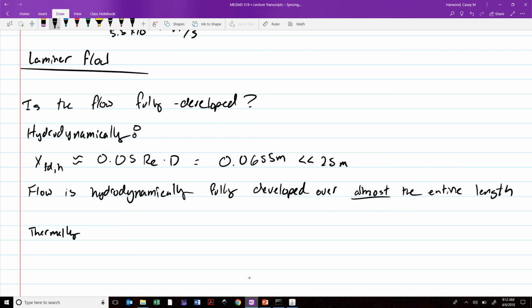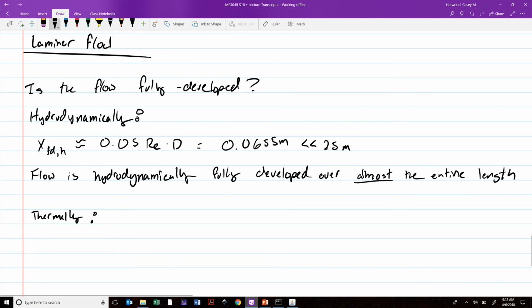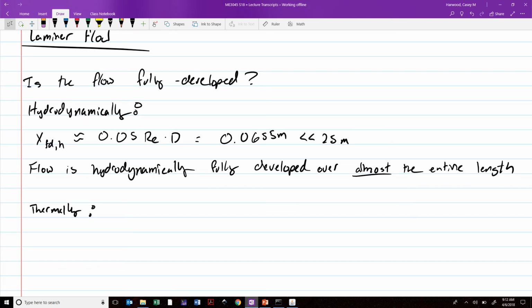What about thermally? I'll let you guys take a whack at this for just a second. Remember, we've got a different expression for the thermal entrance length in a pipe that uses the Prandtl number as well.